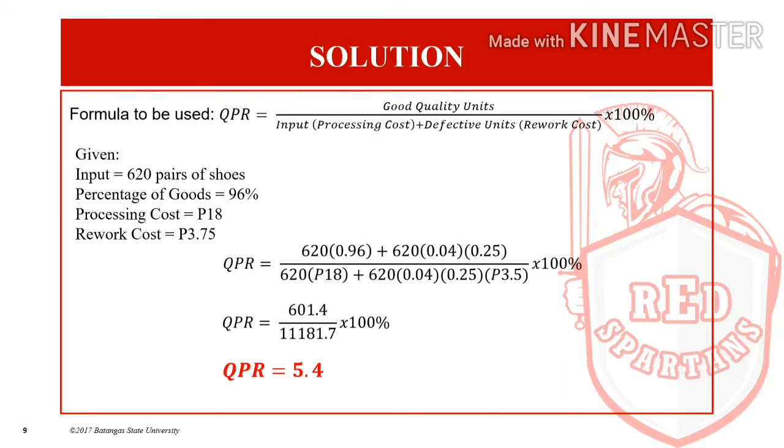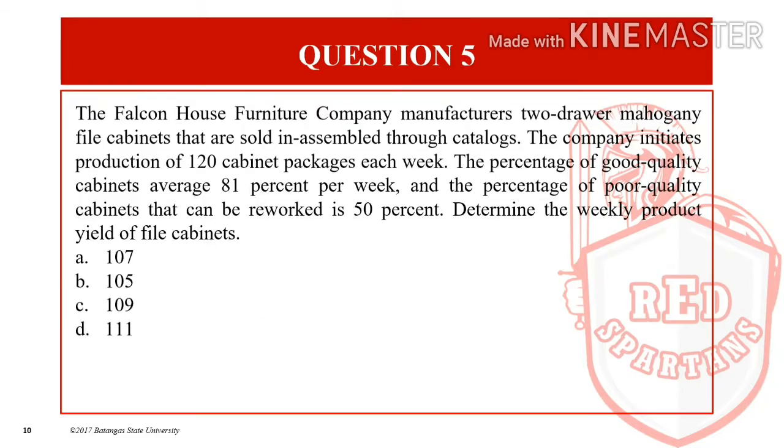So, sagot natin is letter A. Then, for question number 5, the Falcon House Furniture Company manufactured 2-drawer mahogany file cabinets that are sold and assembled through catalog. So, the company initiates production of 120 cabinet packages each week. Then, the percentage of good quality cabinets averages 81% per week. And the percentage of poor quality cabinets that can be reworked is 50%. So, determine the weekly product yield of file cabinets.